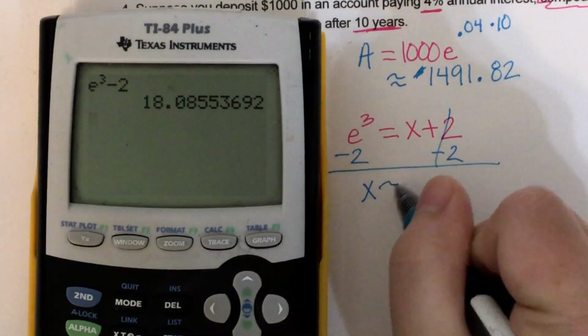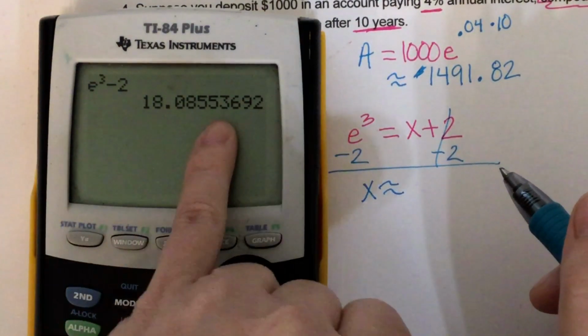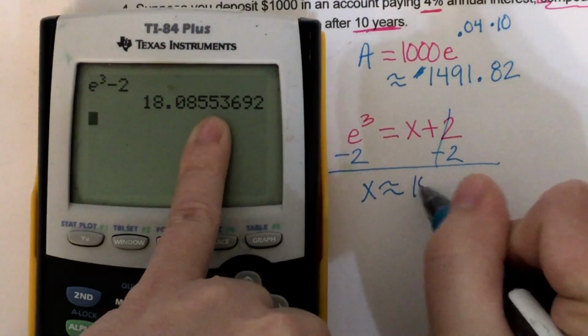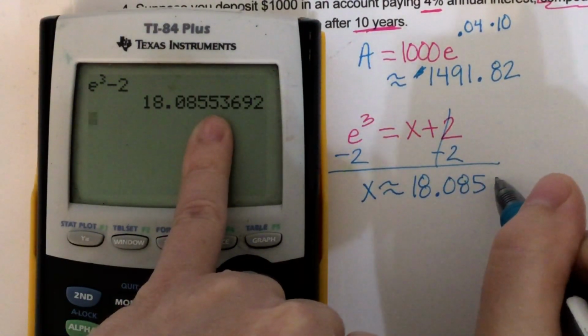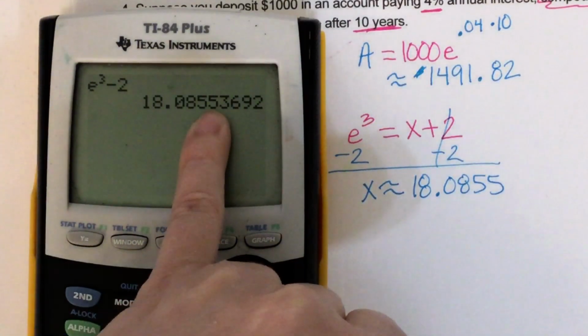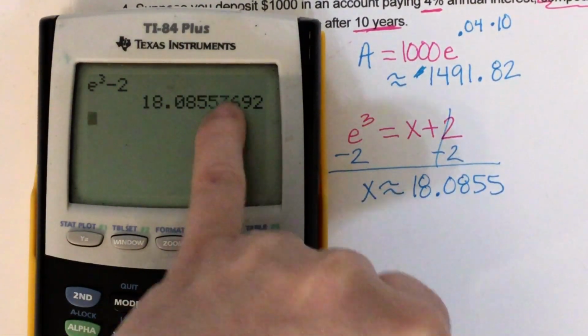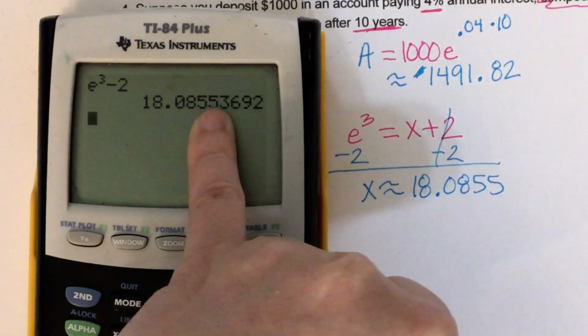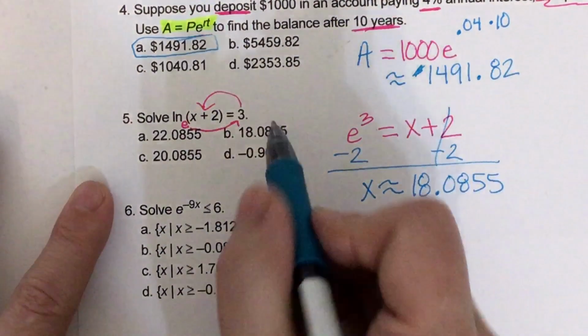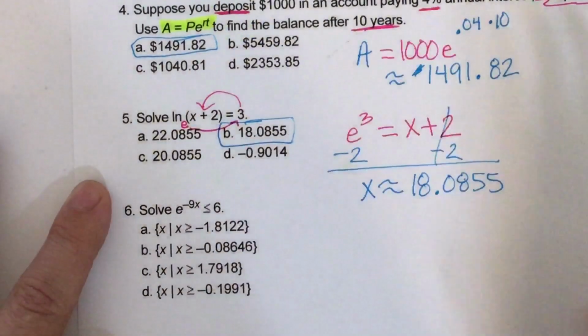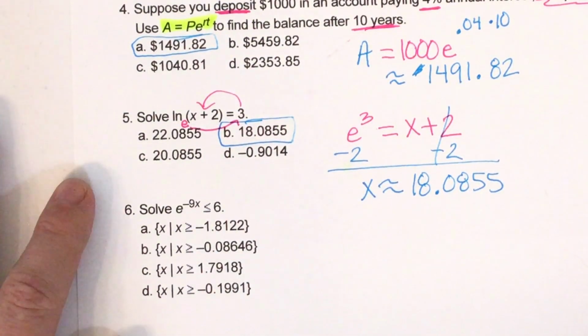So x is approximately, now we're going four decimal places again because this isn't money, 18.0855. This 5 does not round up because we did not have a 5 or higher behind it. So that 5 stays a 5. And that is answer choice B, as in boy. Boy, howdy, that was easy. I hope you thought so too.